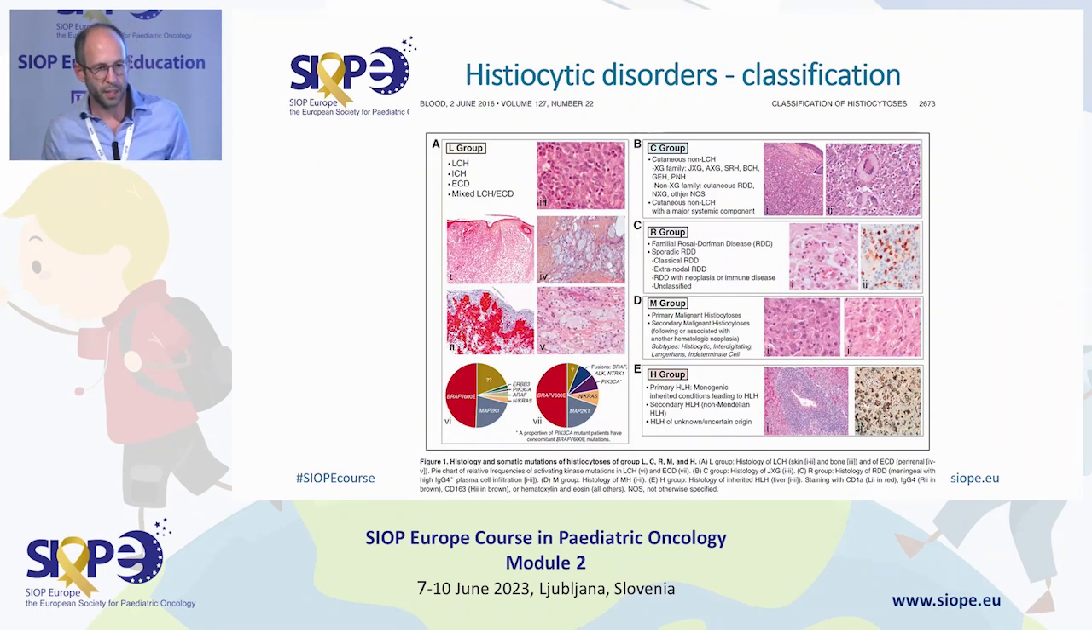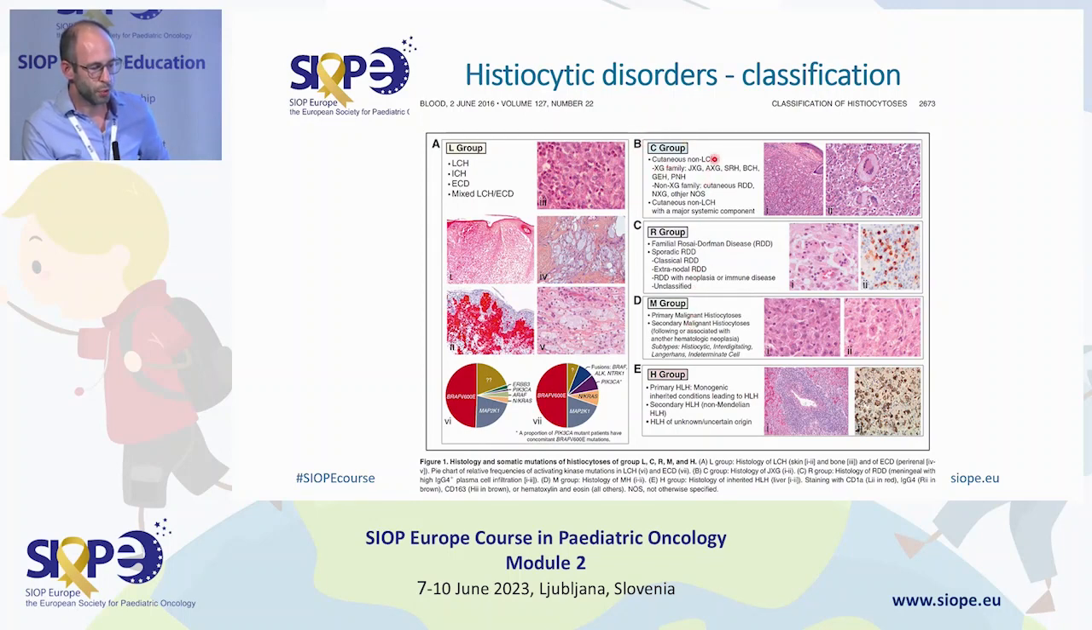And this is the current classification of histiocytosis. It was published in 2016. Within the L group, there is the LCH, Langerhans cell histiocytosis, that's the most common, and Erdheim-Chester disease, ECD. When it was published in 2016, it was believed that this L group is characterized by mutations within the MAP kinase pathway. That's true, but these mutations also occur in other types of histiocytosis.